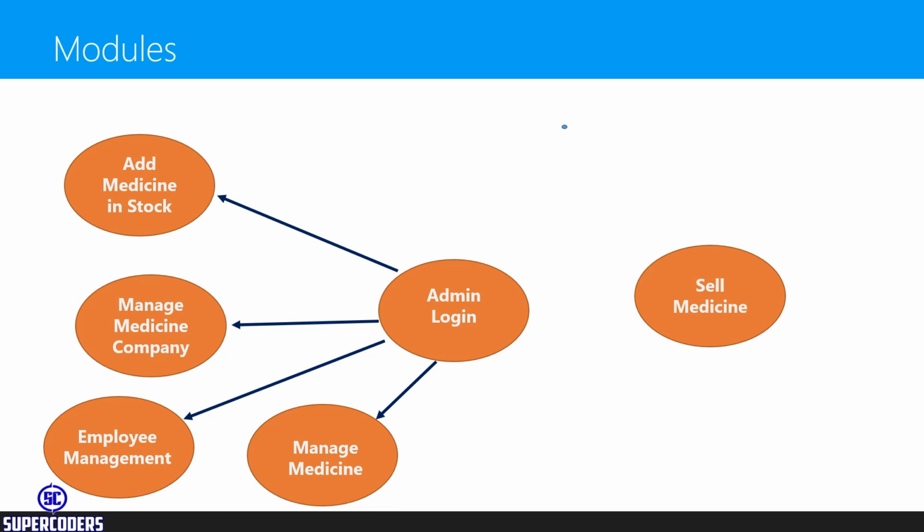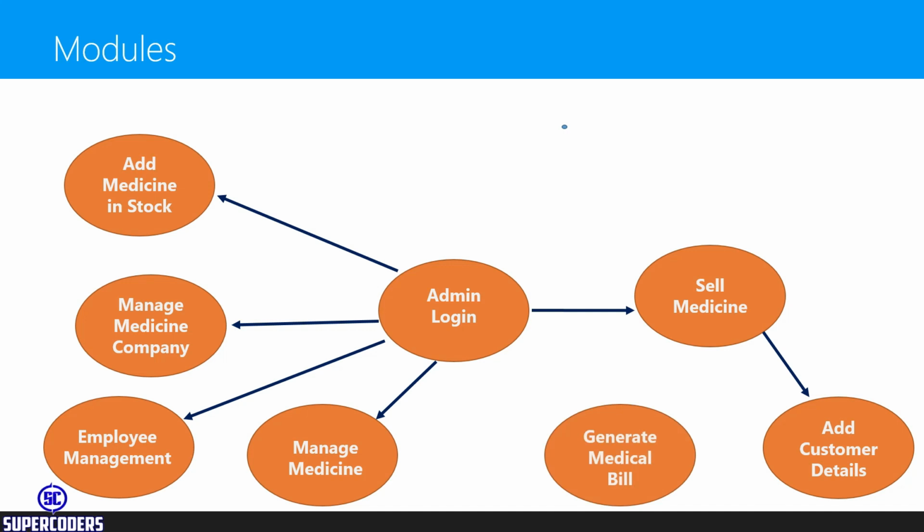In this, how much product, how much medicine is sold by admin to customer, and generate a bill and add the customer detail. First adding the customer details, then generating the bill of the customer. So this comes in customer management.